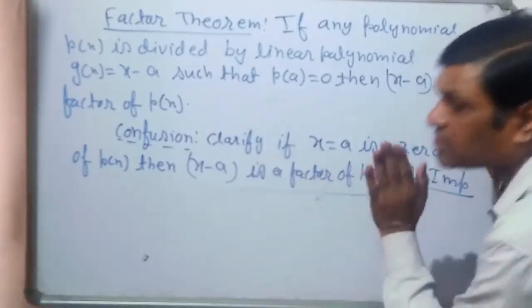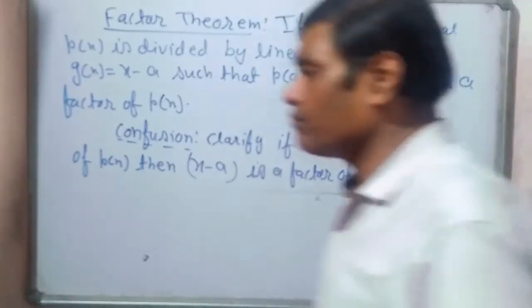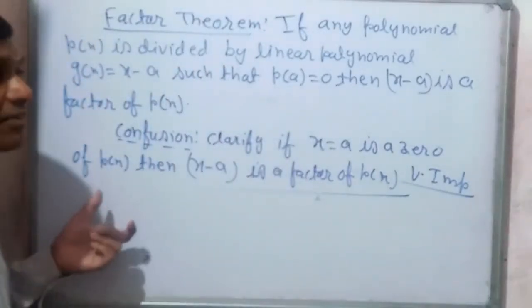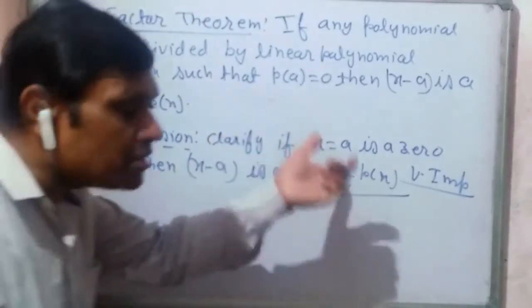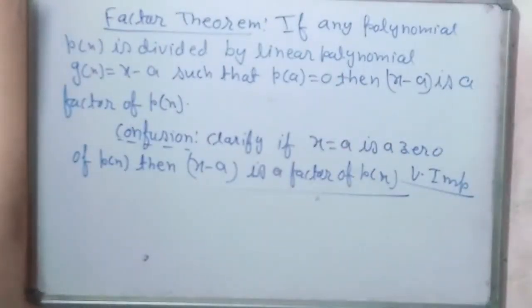We'll be using this in our exercise to factorize polynomials of degree 3. We may use it for degree 4, for degree 5 and so on, provided their real factors exist or their real zeros exist. So please keep this in mind. Very, very important correlation it is.